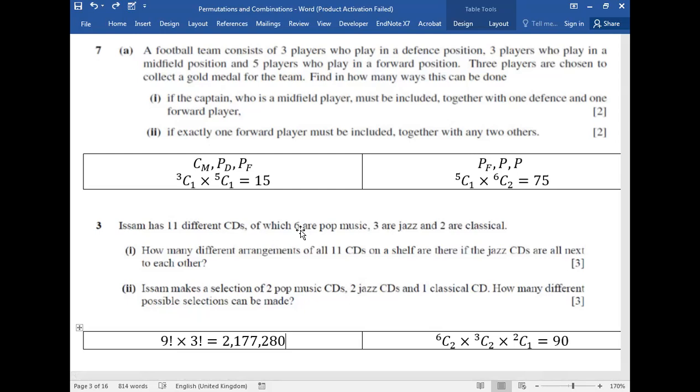So 6C2 and then 3C2, and should I add them or multiply? Why? Because every 2 pop music के साथ every 2 jazz is possible and a different classical is possible. Is this clear, class?